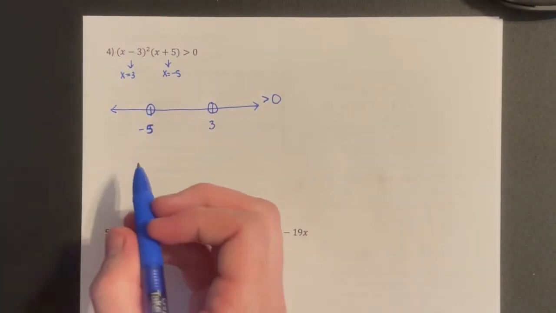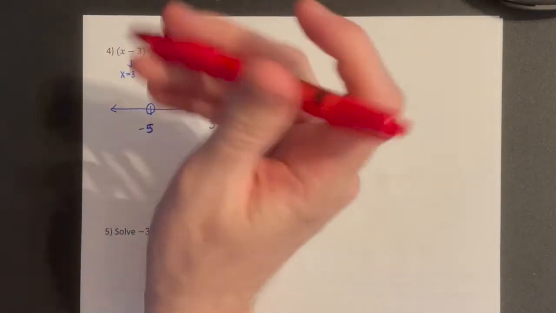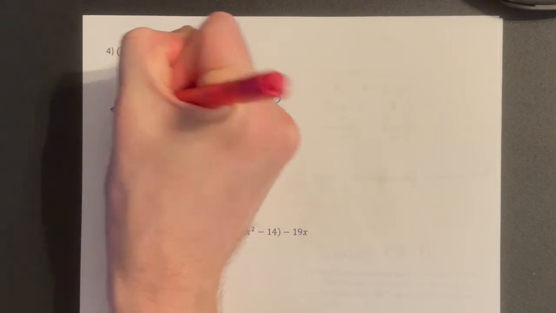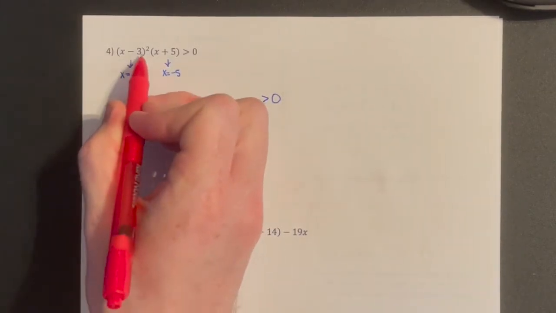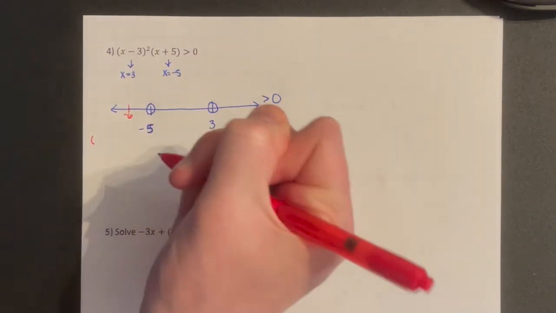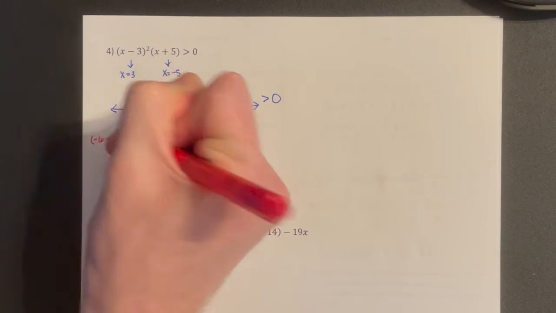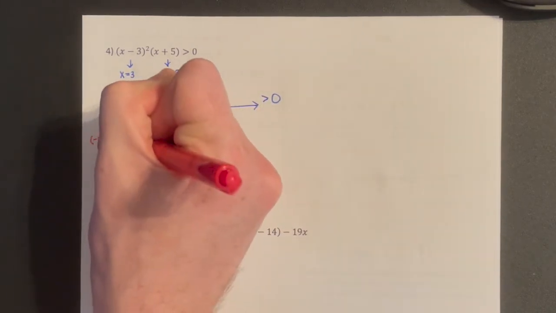Pick a value to the left of -5, so -6 would work. The biggest thing here is you have to still consider that square. So if you plugged -6 in, what you're doing is -6 minus 3 squared, then -6 plus 5.